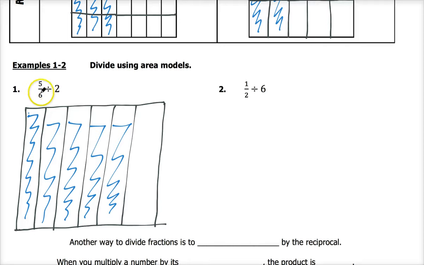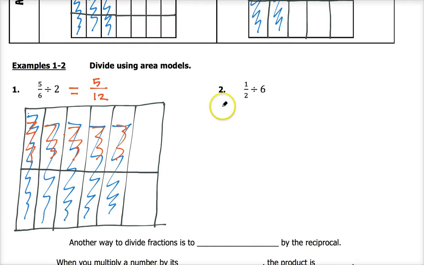If I now want to divide these pieces into groups of 2, that's going to be just right down the middle. Now what size pieces do I have? Well, now I have 12 pieces. Okay, I have 12 total pieces. So 5 of those pieces would represent 1, 2, 3, 4, 5 twelfths. So the answer to this problem would be 5 twelfths.